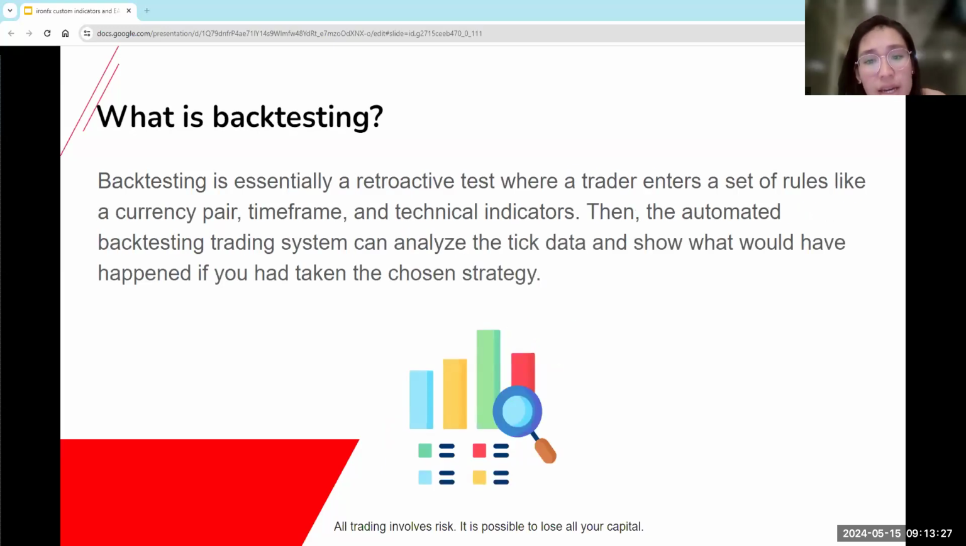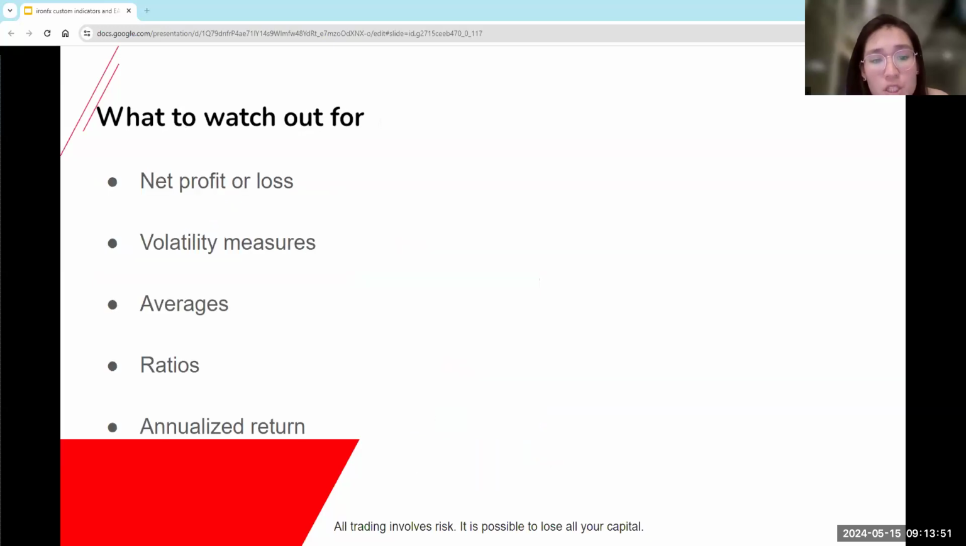So it's basically a retroactive test where a trader enters a set of values or rules, like a currency pair, time frame, and technical indicators. Then the automatic backtesting trading system can analyze the tick data and show you what would have happened if you had taken the chosen strategy. Some things to watch out for would be your net profit or loss, volatility measures, averages and ratios, and analyst return.